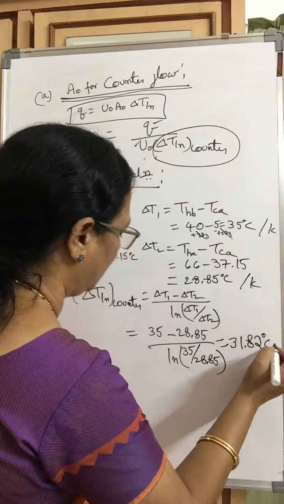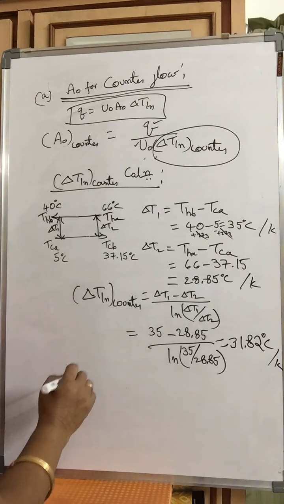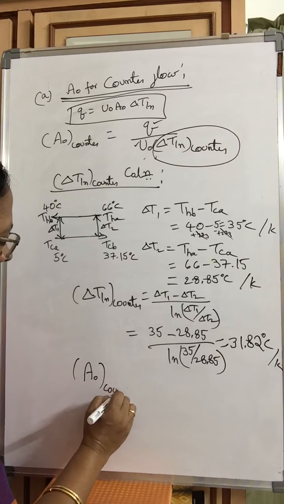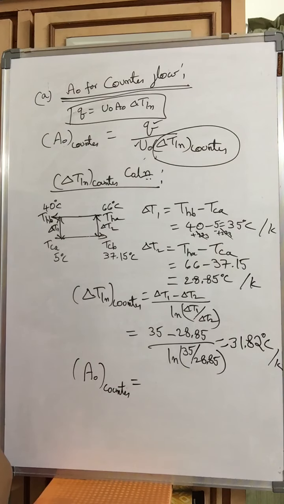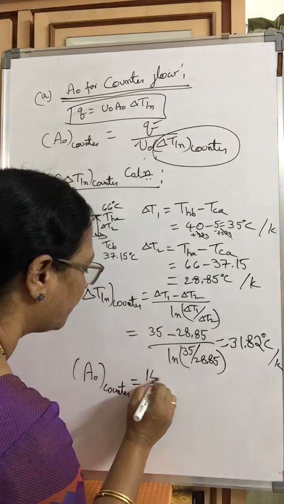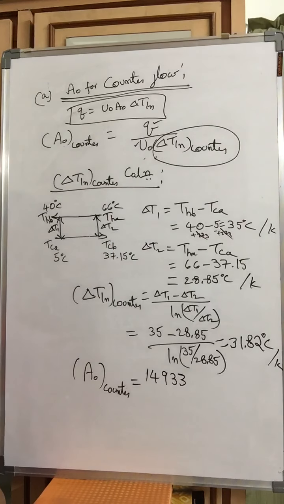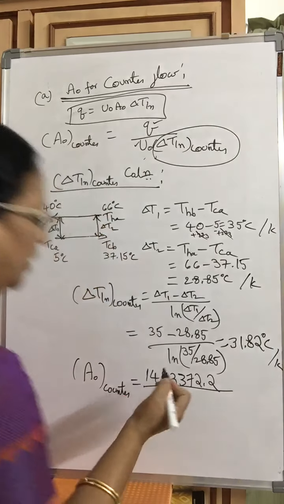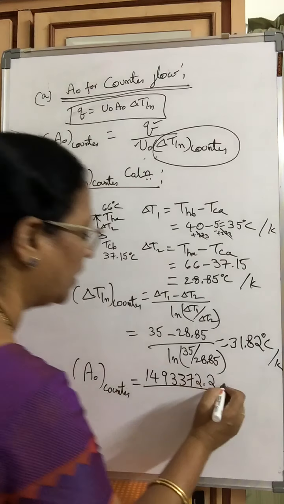31.82 degree centigrade or Kelvin. Okay, so thus we got A0 counter is equal to Q. How much? Q we calculated, QH plus QC by 2, that is 14933 72.2 divided by, this is Q. Its unit is in watts only. This is watts.